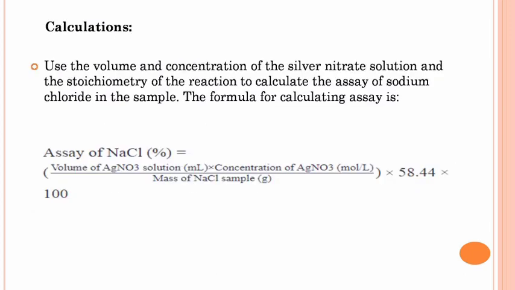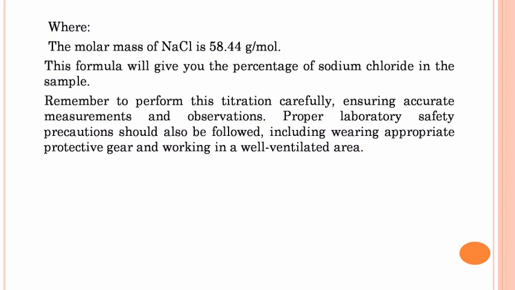Calculations. Use the volume and concentration of the silver nitrate solution and the stoichiometry of the reaction to calculate the assay of sodium chloride in the sample. The formula for calculating assay is: assay of NaCl equals volume of AgNO3 in mL times concentration of AgNO3 in mole per liter, divided by NaCl sample in gram, whole times 58.44 times 100, where the molar mass of NaCl is 58.44 grams per mole. This formula will give you the percentage of sodium chloride in the sample.